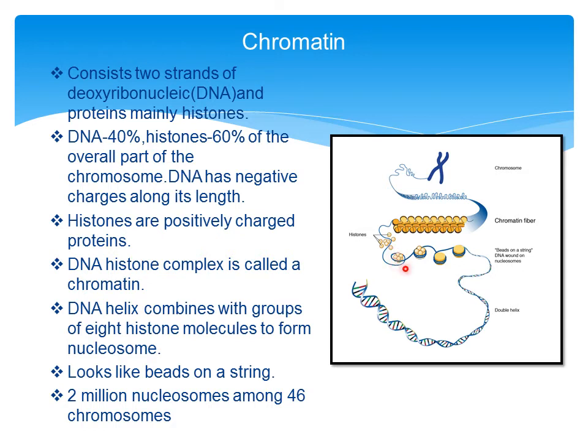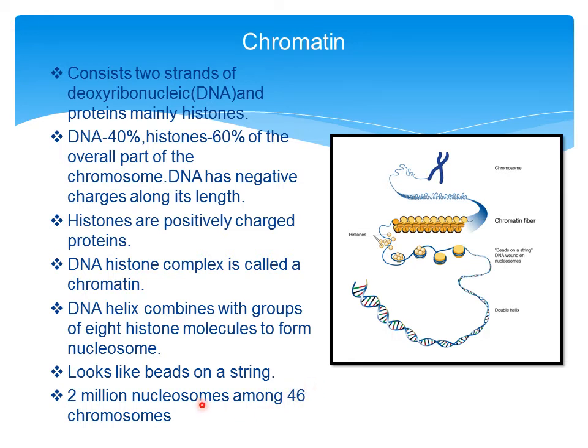See, how does it look like? When we are seeing it in close up, it looks like beads on a string. The string is DNA and these are all histone proteins. The DNA helix combines with 8 histone molecules. Now you can see my pointer over here. This is the DNA which is combining with 8 histone molecules to form a nucleosome. So what is a nucleosome? The DNA is wound on nucleosomes, and it looks like beads on a string. And there are 2 million nucleosomes among the 46 chromosomes.